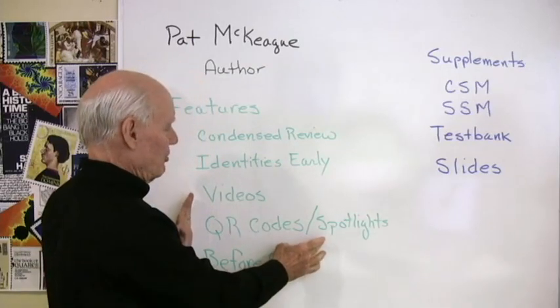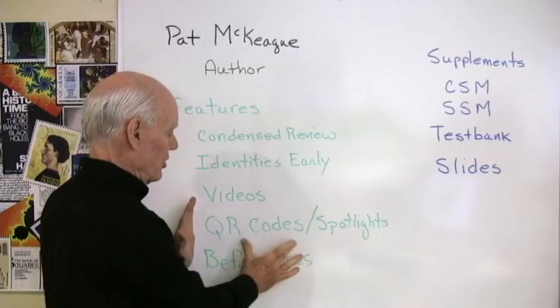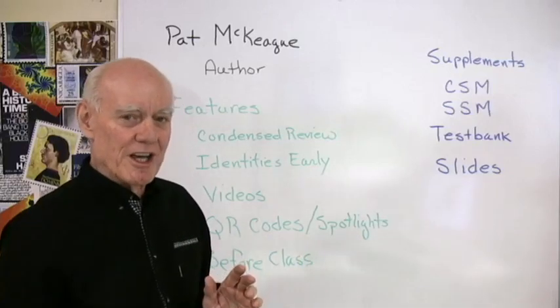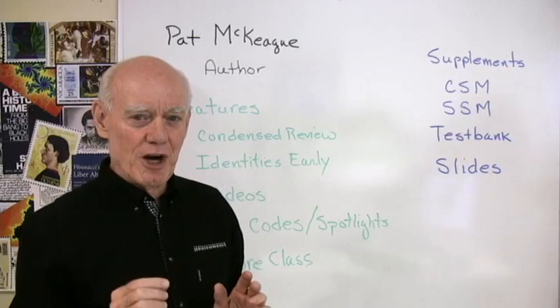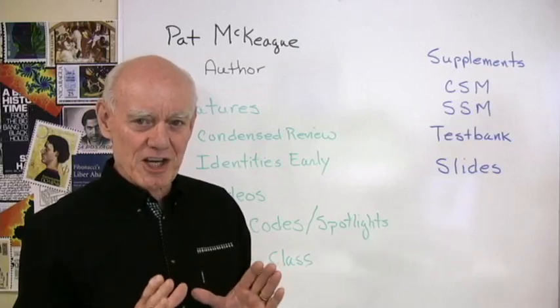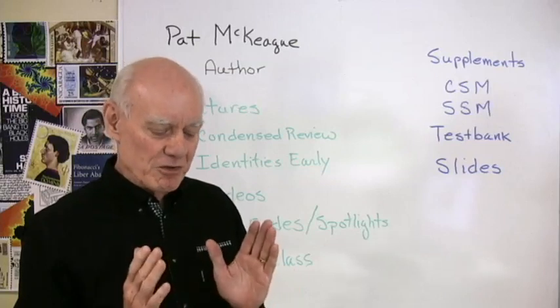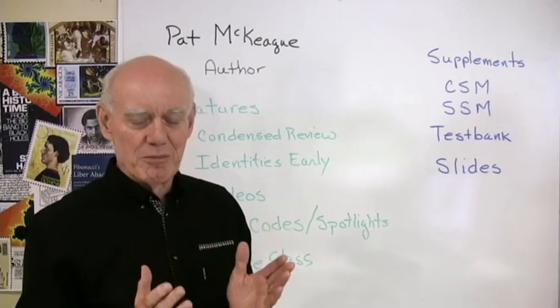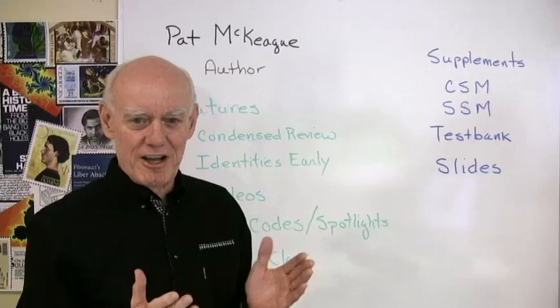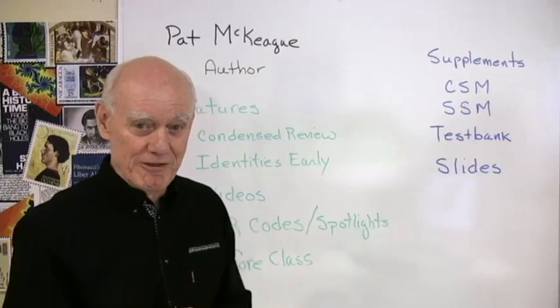We have QR codes and spotlights. So the QR codes are in the print book, and when a student scans those QR codes, the videos for that section of the book will come up on their iPhone or tablet. So even if students are working in their print book and they don't have access to the internet, they still have access to all the videos.